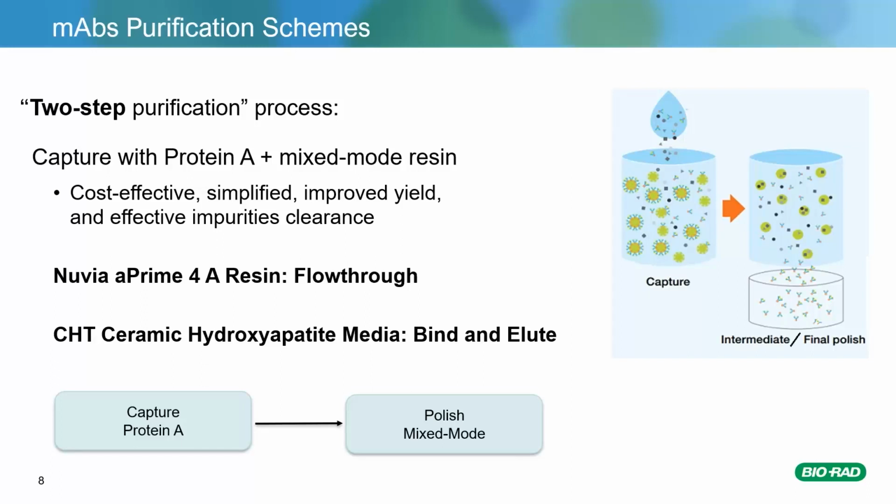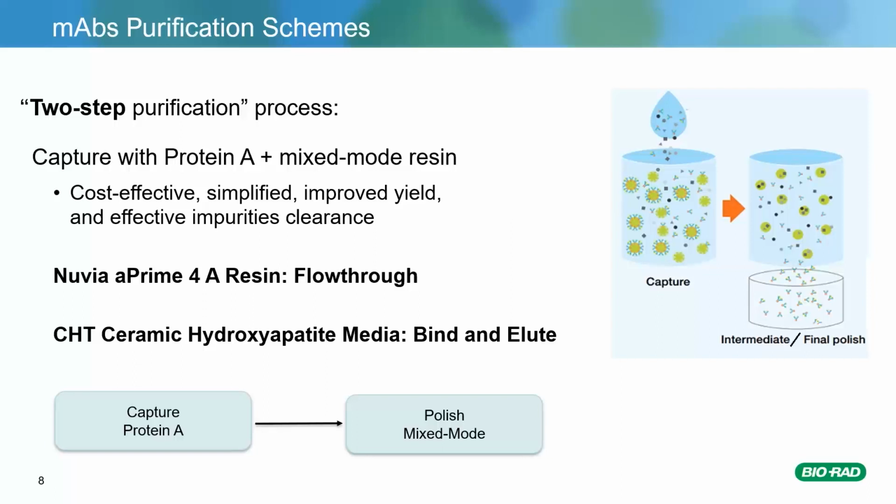There is also another alternative to a standard three-step purification process for mAb. It's a two-step purification workflow with protein A coupled with mixed mode resins. This setup gets the most out of mixed mode resins. There are several advantages to a two-step process. It's cost-effective, short and simplified. It gives an effective impurities clearance with a decent product recovery.